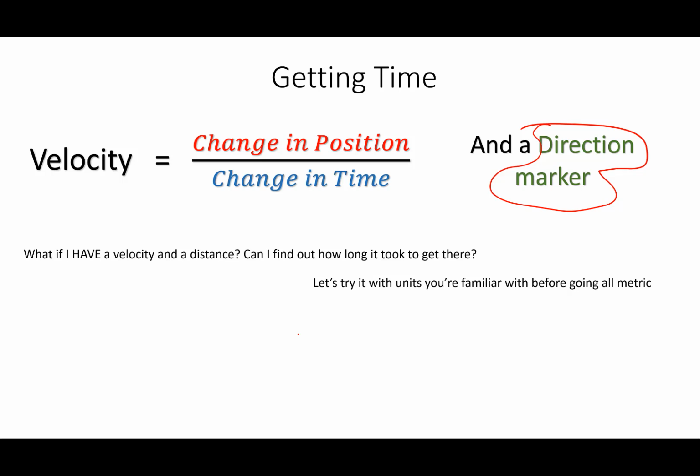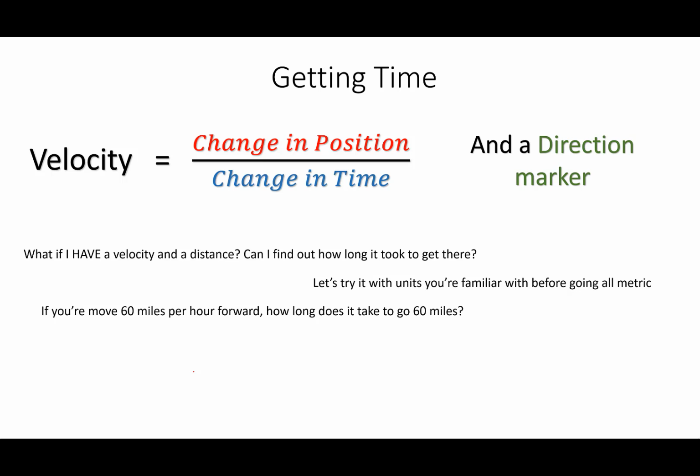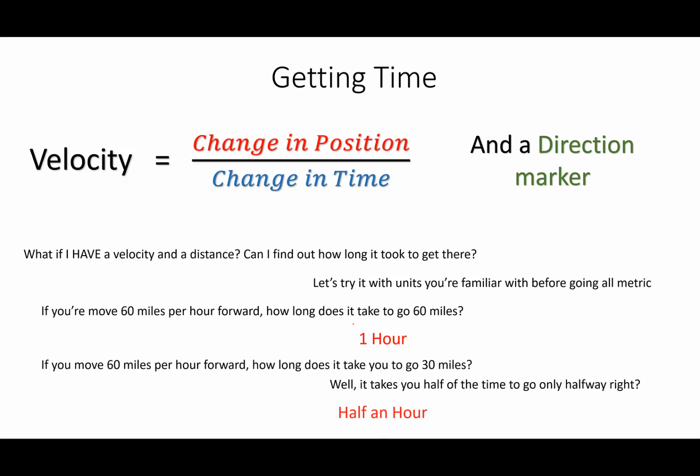So you can do this in your head with things you are familiar with, probably, which is miles per hour. So let's say you go 60 miles per hour. How long does it take to go 60 miles? It goes an hour, right? Because 60 miles per hour. So 60 miles per hour, same speed. How long does it take you to go 30 miles? Well, it only takes you half of the time to get halfway there, right? So it will take you half an hour to get there.